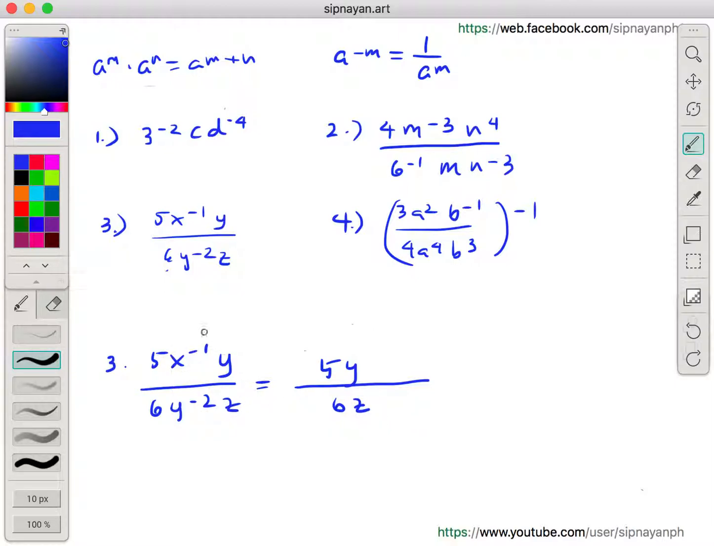This one is in the numerator, so we move it to the denominator times x. x to the first power, or simply x. And then y to the negative 2, we move it to the numerator. y to the negative 2 becomes y squared. Can we simplify this? Yes. The y to the first power and y squared become y cubed. So, 5y cubed. And then for this, we can say 6xz.